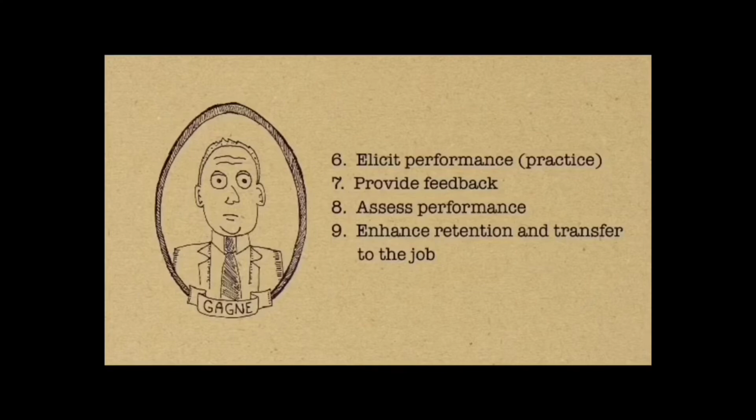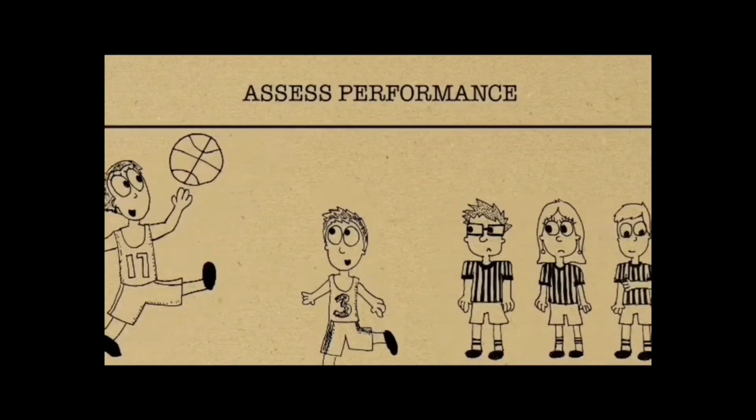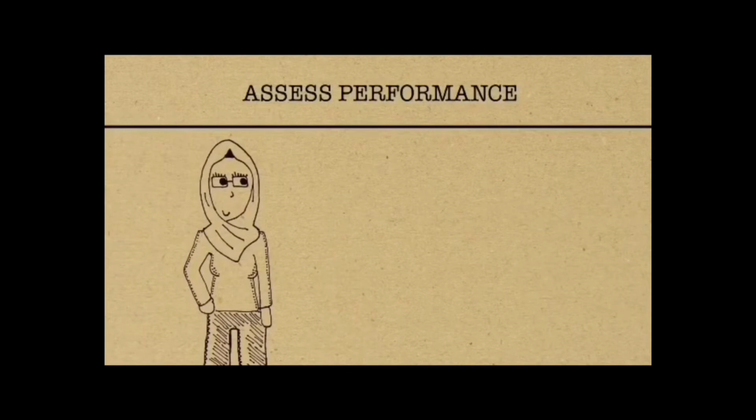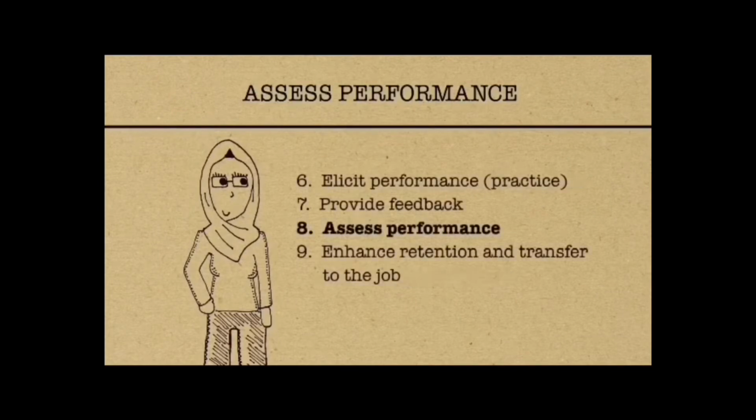Or perhaps your objective in Event 2 was for your learners to be able to use the signals when making calls during a basketball game. To assess this, you would have to plan to have some people playing basketball for them to make calls with. To simplify it, you could have the trainees take turns playing and making calls. To succeed at Event 8, assess performance, you need to think about it in conjunction with Event 2, inform learners of objectives. Plan these events with one another in mind, and you will set your students up for success. Once you have assessed performance, you will be ready to move on to Gagne's 9th and final event, enhance retention and transfer to the job.